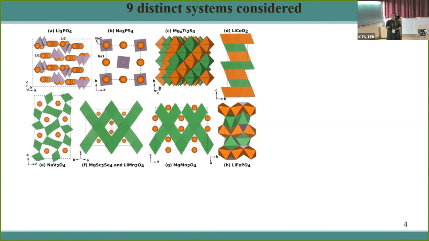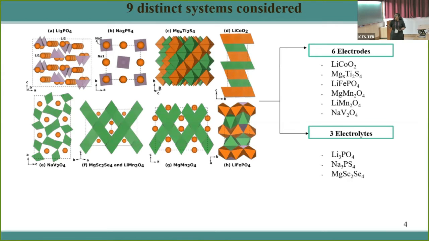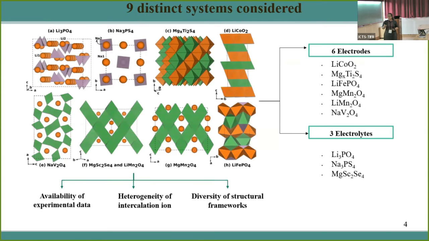The systems that we have taken for our studies are these. So we have orthorhombic Li3PO4, tetragonal Na3PS4, spinels like MgTi2S4, MgMn2O4, post-spinels like NaV2O4, olivines like LiFePO4, and layered structures like LiCoO2. So totally, there are 6 electrodes and 3 electrolytes. And the basis on which we chose these systems are the availability of experimental data, heterogeneity of the intercalating ion, we have sodium, magnesium, lithium, and the diversity of the structural frameworks themselves. So that our results can be extrapolated to other battery materials in general.